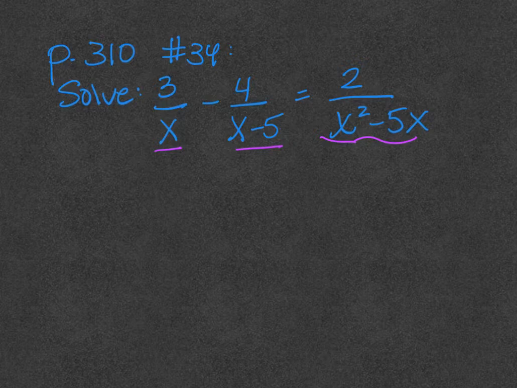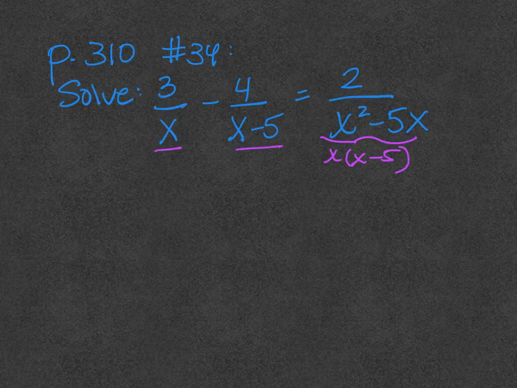Okay, because I want to see exactly what factors are in each denominator so I can figure out what factors my LCM needs so that it will cross cancel with each denominator. So this one I'm going to factor into x times x minus 5. The only thing I could do on this one is pull out the GCF.